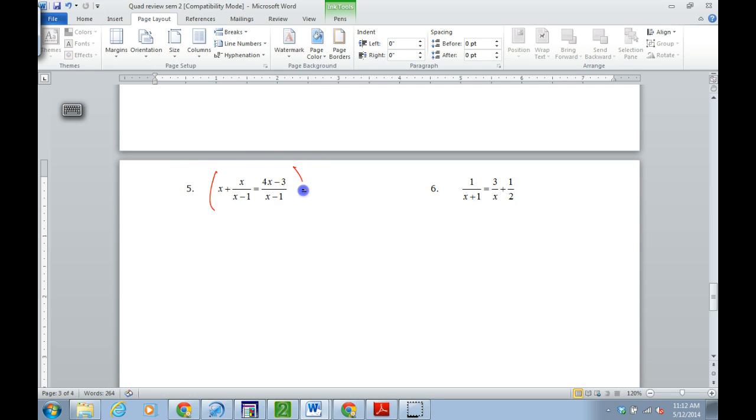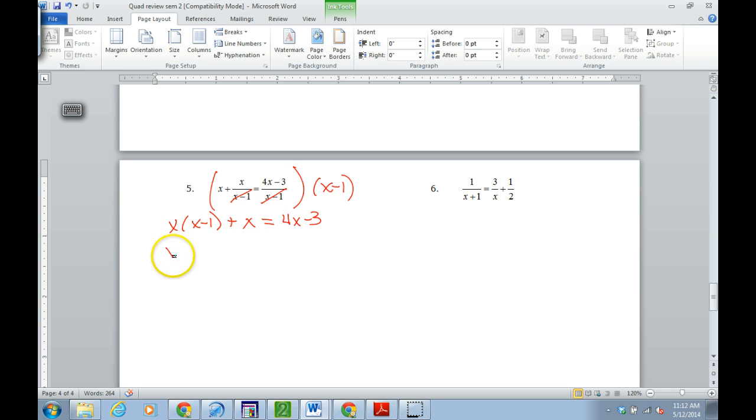Yeah, so multiply the entire thing by x minus 1. Get rid of that. So it cancels this out here, it cancels this out, but we're going to have x times x minus 1 plus x equals 4x minus 3. It's the denominator. I'm multiplying each thing by this x minus 1, so it will cancel out the denominators here.